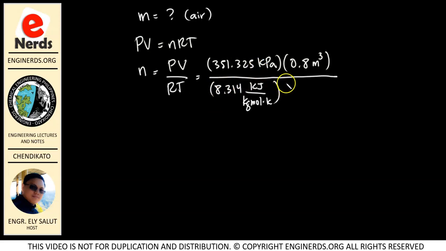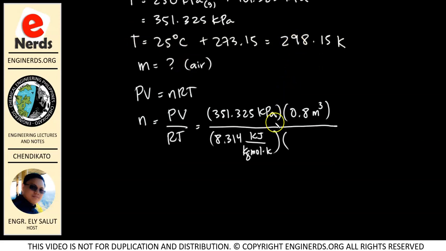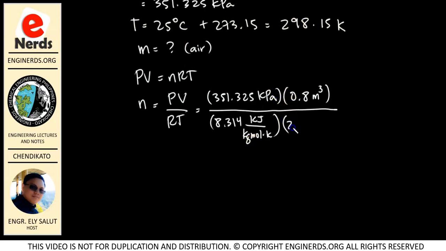8.314. So, now we're going to multiply it to our temperature, which is 298.15 Kelvin. So, i-check natin yung ating units. Kelvin will be cancelled out. But so far, yan lang ang nakikita nating unit. Kasi we still need to convert itong ating mga units para maging consistent.